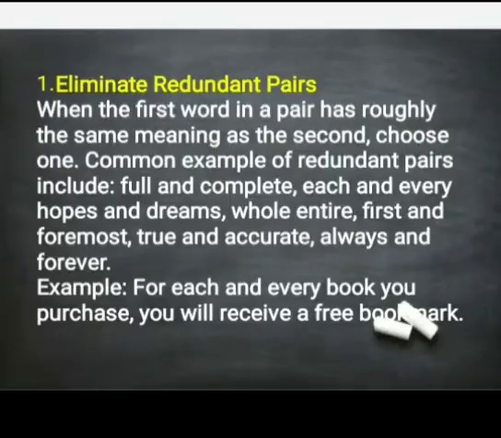Eliminate redundant pairs. When the first word in a pair has roughly the same meaning as the second, choose one. Common examples of redundant pairs include full and complete, each and every, hopes and dreams, whole and entire, first and foremost, true and accurate, always and forever. Example: for each and every book you purchase, you will receive a free bookmark.